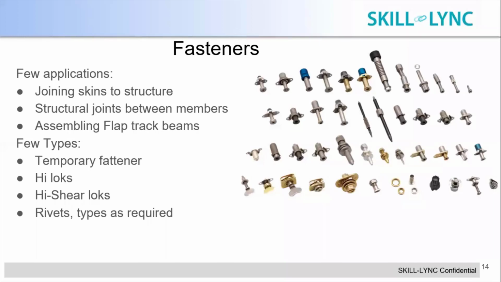There are many specific types of fasteners we use, and a few of them are like, we usually go for temporary fasteners in intermittent assemblies. Also, we use permanent fasteners, high locks, high shear locks, rivets, and rivets of many types.